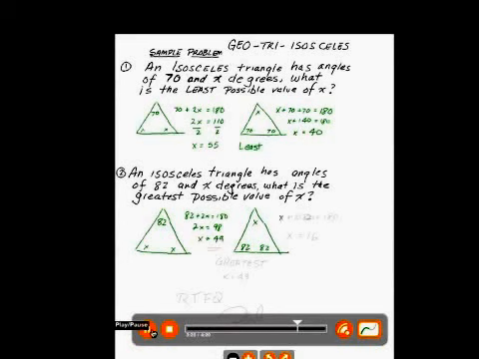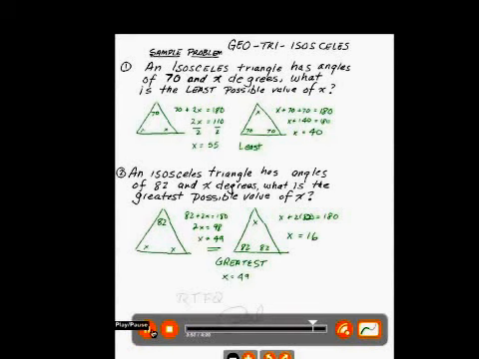The second one, x plus 2 times 82 is equal to 180. x is equal to, in this case, 180 minus 164, which is 16 degrees. The question asks for what is the greatest possible value for x. And the greatest possible value for x is 49.